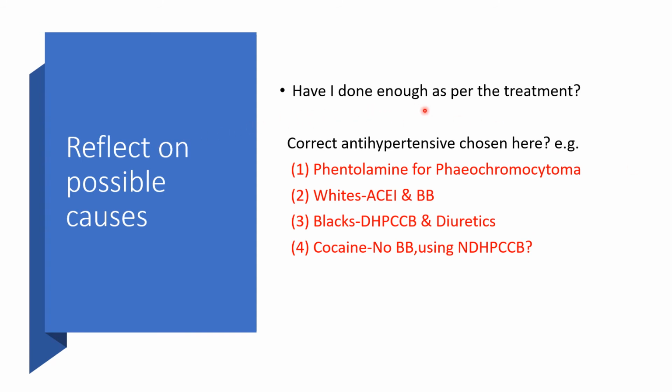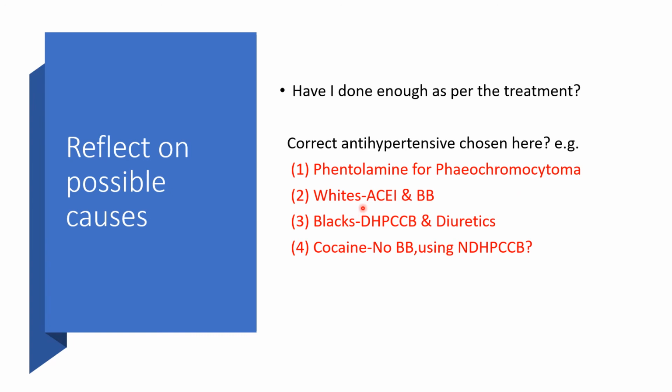Okay. Have I done enough as per the treatment? We go through the medication again. Have I selected the appropriate ones? For example, a correct antihypertensive choice would be phentolamine for pheochromocytoma. So if you are dealing with pheochromocytoma, it's not the best thing to be looking for other medications outside phentolamine or phenoxybenzamine. Phentolamine for pheochromocytoma, that is a correct medication for the correct condition in this patient. If you don't go for phentolamine or phenoxybenzamine, you may not be winning over pheochromocytoma.